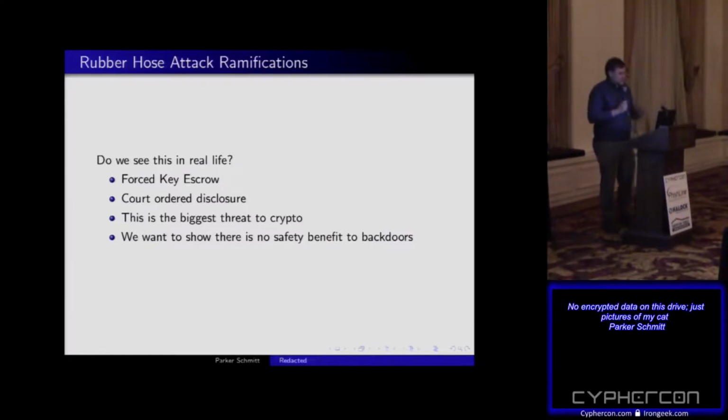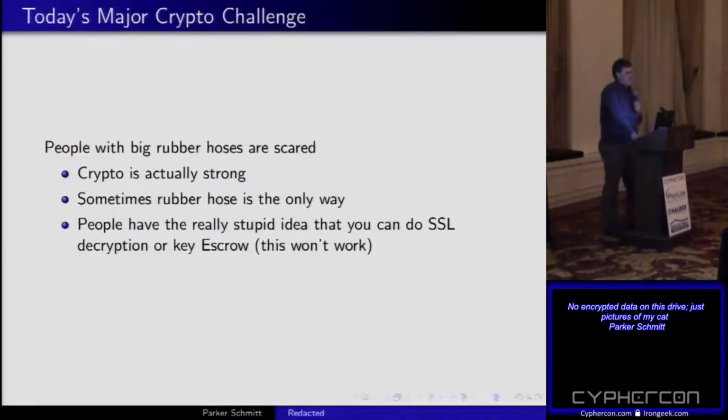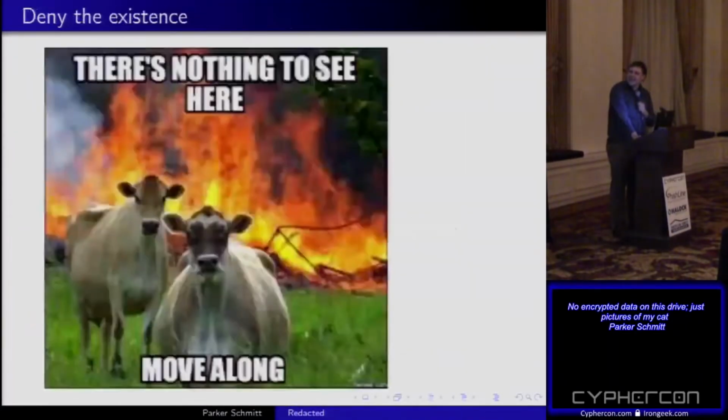So the big issue today in privacy right now is the idea of forced key escrow, which is essentially a rubber hose attack. If you don't give the private key to some government agency, we'll hit you with a rubber hose or shoot you or put you in prison until you give the key. So it's the exact same thing. And so that comes in with Apple versus FBI. The FBI is attempting the rubber hose attack on Apple. And it is definitely the biggest threat to crypto. Because also, crypto is very, very strong, and the math actually works, which makes some people very scared.